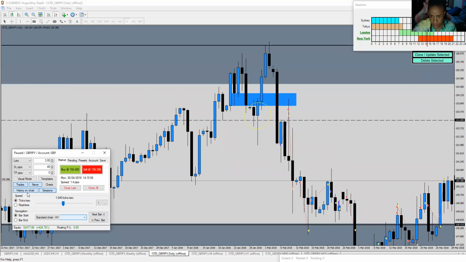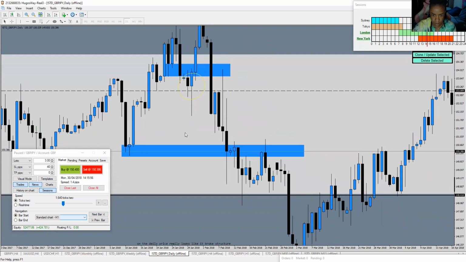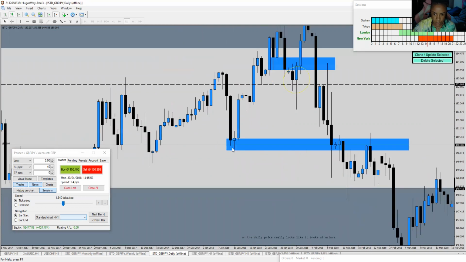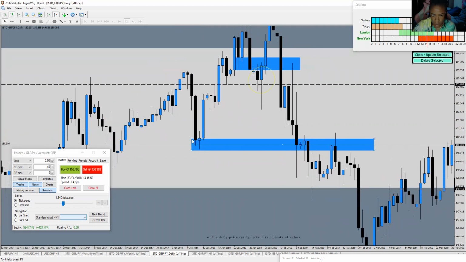Let's see where... see this level right here. Yeah, so you see how price acted as support here, nice and bold. I'm gonna go ahead and clone that to all the charts.